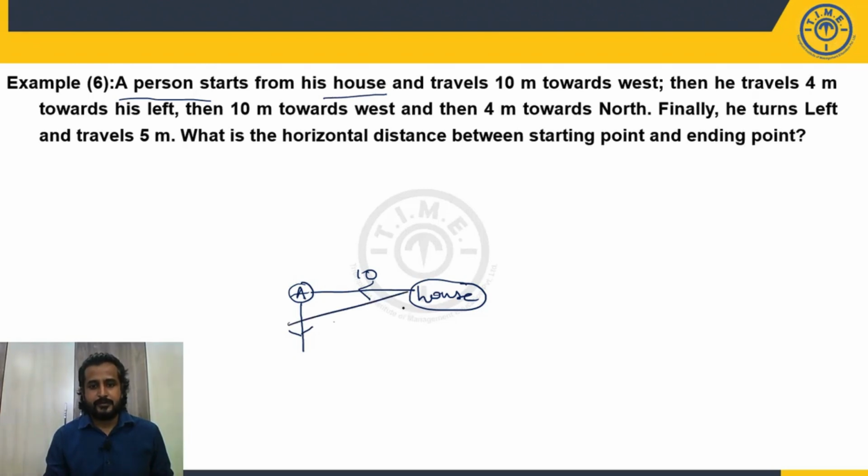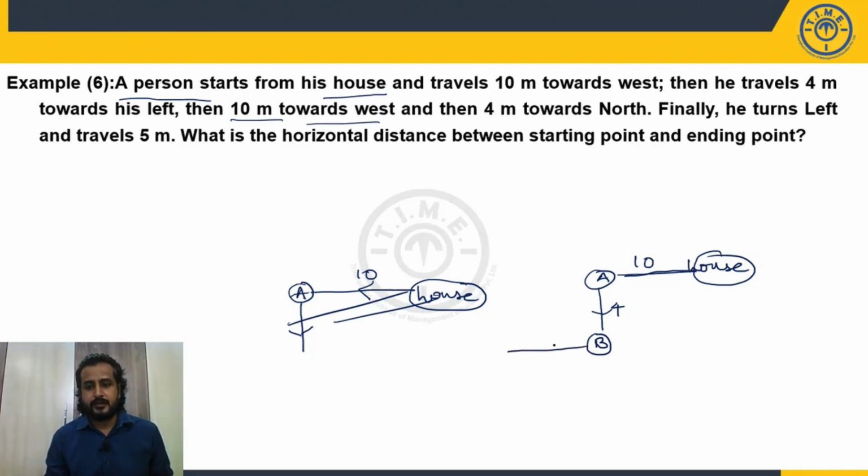Okay, so let me erase this. I will start from here. House. From house, 10 meters towards west. Let's say it is a point A, 10 meters. And then left. While moving west, left hand side will be towards south. How many meters he traveled? 4 meters. Let's say it is a point B. Again from B, he traveled 10 meters towards west. So west will be left hand side, 10 meters. Let's say point C. And 4 meters towards north. Let us say point D.